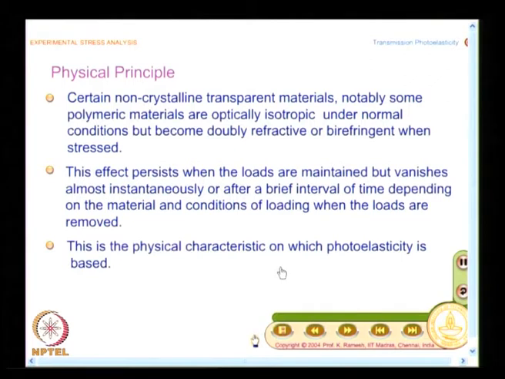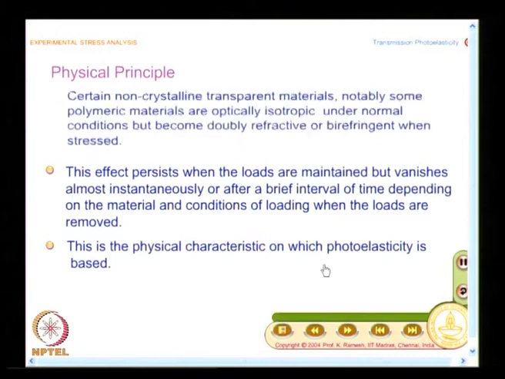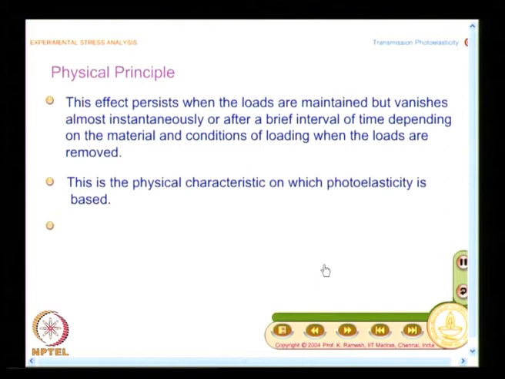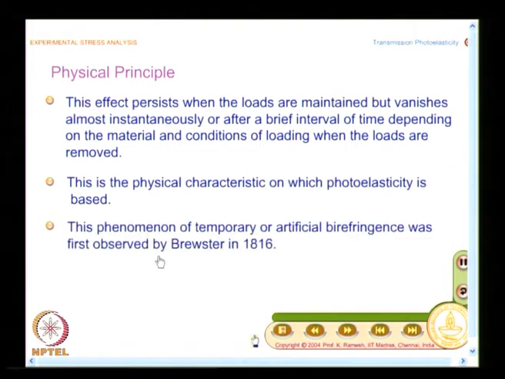This is a physical characteristic on which photoelasticity is based. And when was this identified? It was identified way back in 1816 by Brewster. So, as a physical phenomenon, this was identified by Brewster in 1816, but it took a long time for it to become a matured experimental technique.